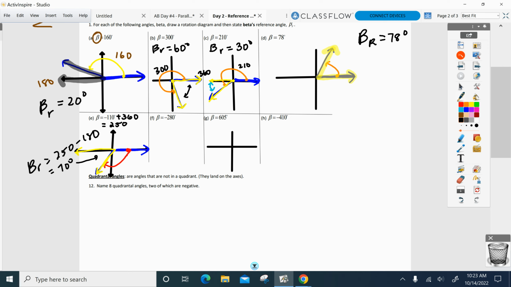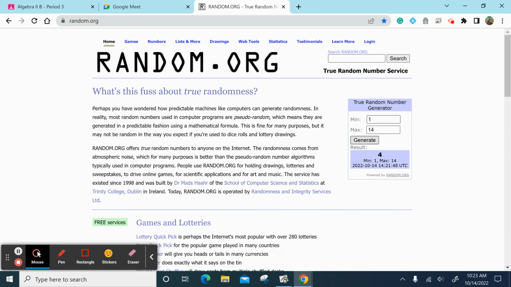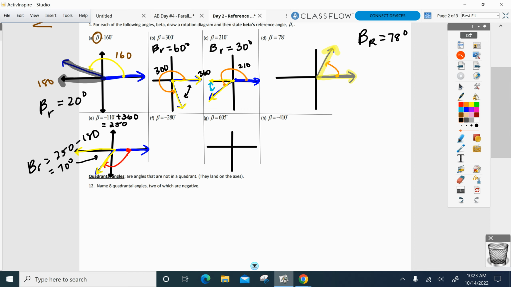Any issues? This next one should be quick. Before I do anything, what do you want me to do? I'm not a big fan of negative 280. What can I do to make my life easier? Add 360 to it. Yep. That makes my life a lot easier, right? Because that's going to be 80 degrees. So let's graph 80 degrees.